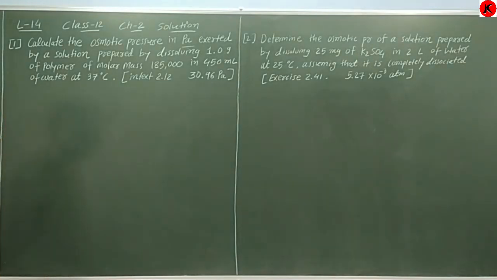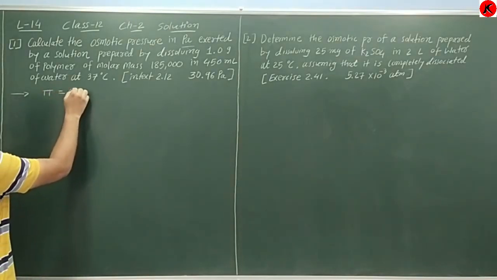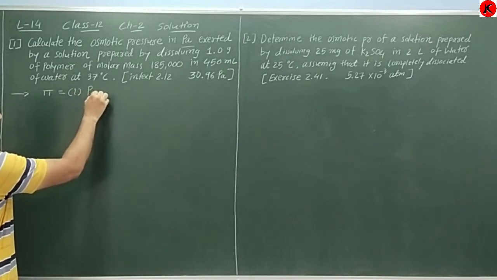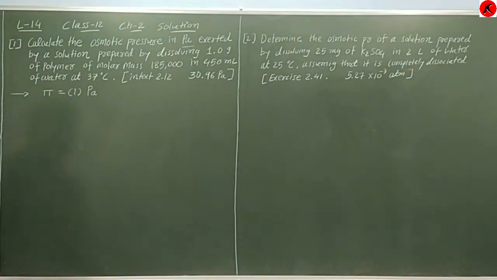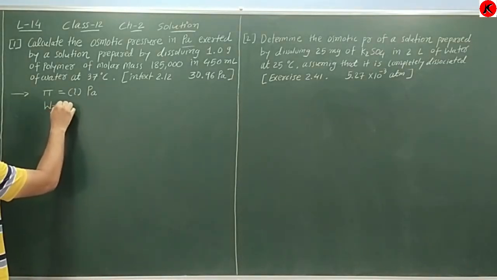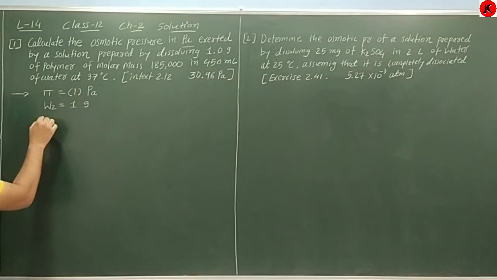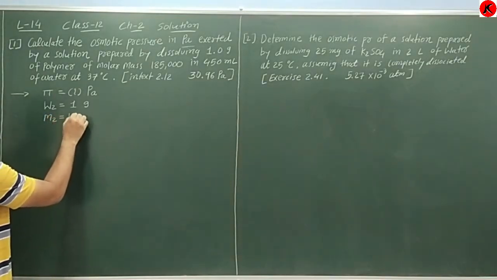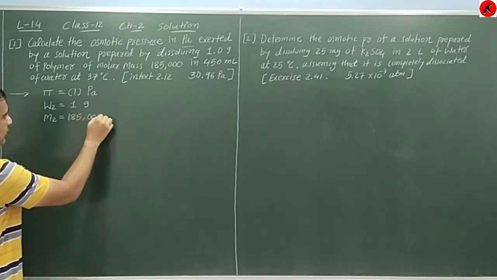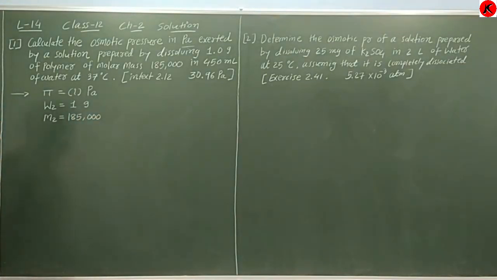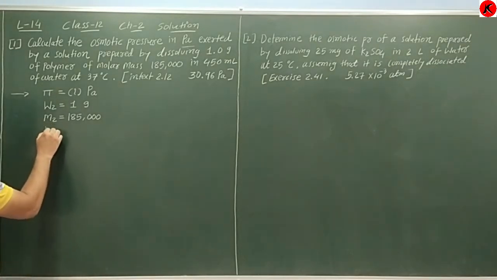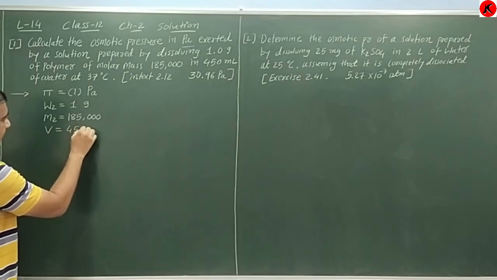We have to calculate the osmotic pressure. That means we have to calculate the pi. Pi equals pressure, and we have to calculate in Pascal unit. Prepared by dissolving 1 gram of polymer, that means the mass of solute W2 is given, that is 1 gram. Molar mass M2 is given, 185,000 gram per mole, in 450 ml. That means the volume is given, 450 ml.